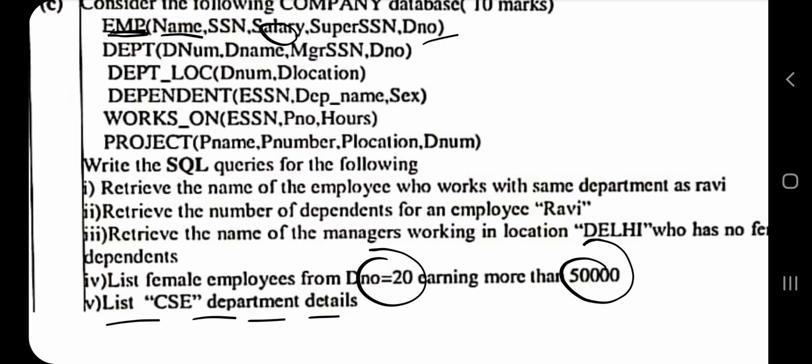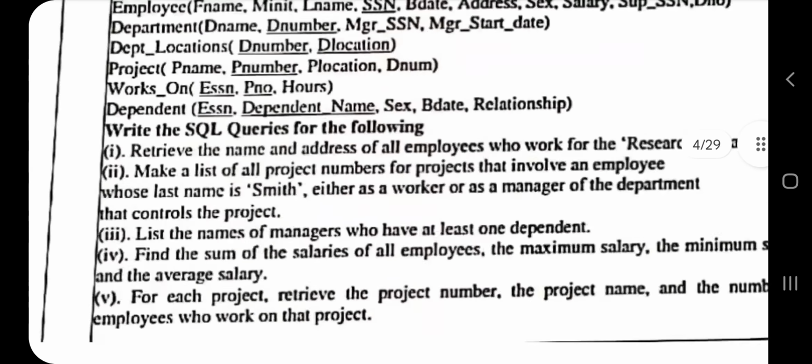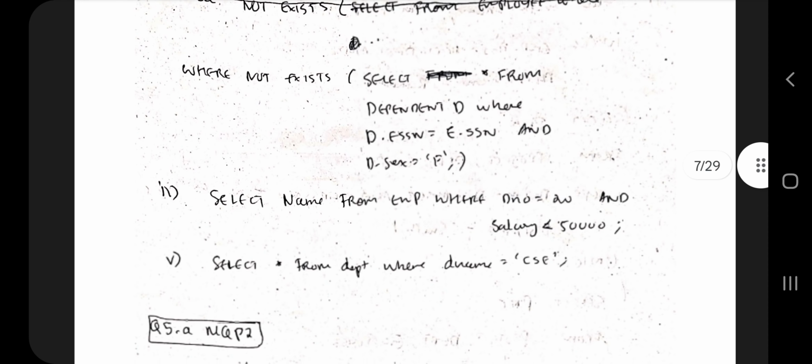Finally, list the CSC department details. So department details, which table will you get them from? The department table. Select star from department where D name is equal to CSC. Okay, so those are the final two queries which you have to write.